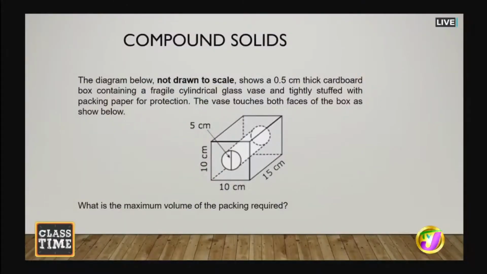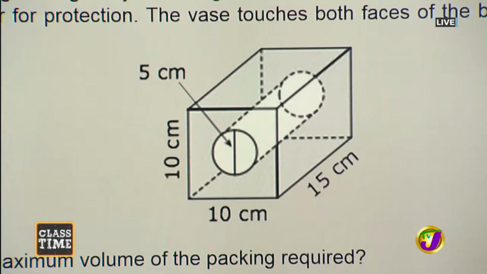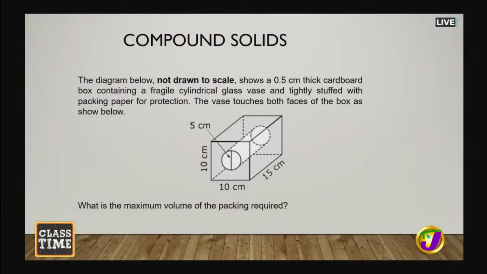Okay, so this cylindrical shape in here is the vase. And we realize that the cylindrical vase is taking up some of the volume of the box. So what is going to be left is going to be the packing paper. The vase is cylindrical and the box is, we can see, a cuboid.